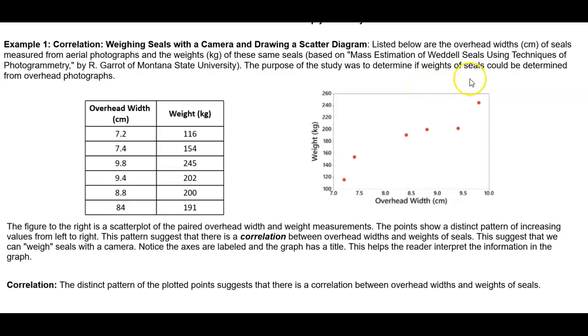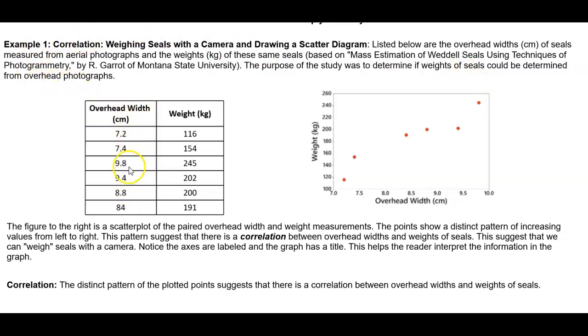Listed below are the overhead widths, in centimeters, of seals measured from aerial photographs, and weights, in kilograms, of these same seals, based on mass estimation of Weddell seals using techniques of photogrammetry. This is by R. Garrett of Montana State University. The purpose of the study was to determine if weights of seals could be determined from overhead photographs.